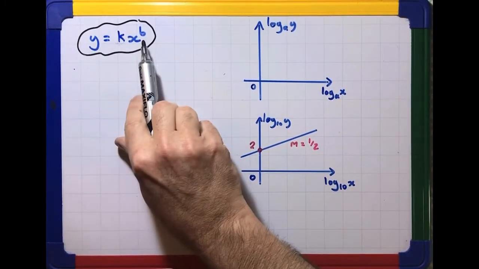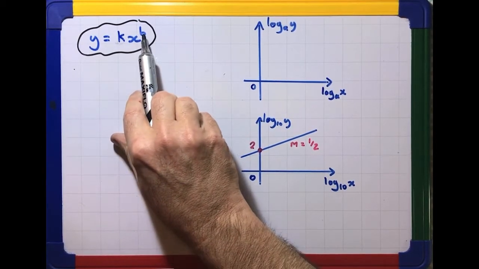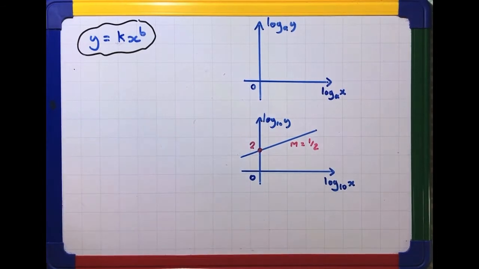This is the first sort we're going to do. It's where y equals kx to the power b. So something like y equals 5x squared. How we could deduce that sort of formula from information given.